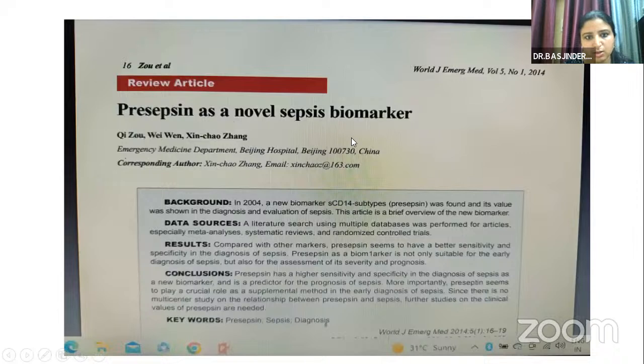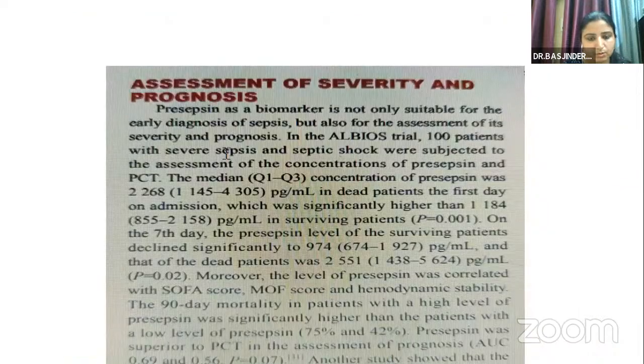So Presepsin as a novel sepsis biomarker was quite in discussion in the recent past. The results from various studies were that, compared with other markers, Presepsin seems to have better sensitivity and specificity in the diagnosis of sepsis as a biomarker. This biomarker is not only suitable for the early diagnosis of sepsis, but also for the assessment of severity and prognosis.